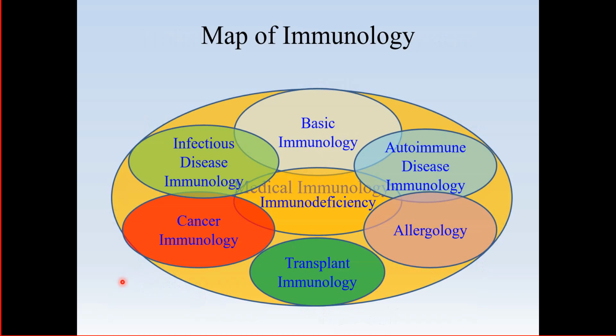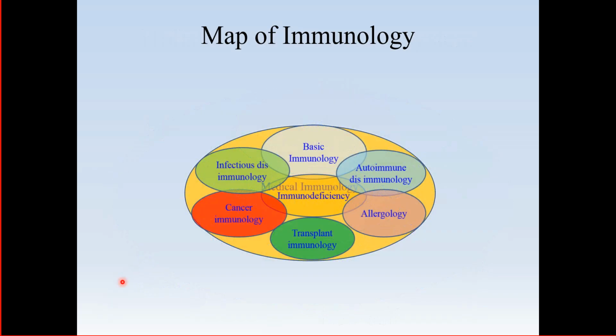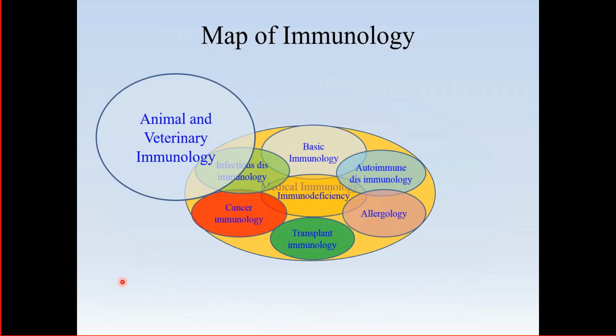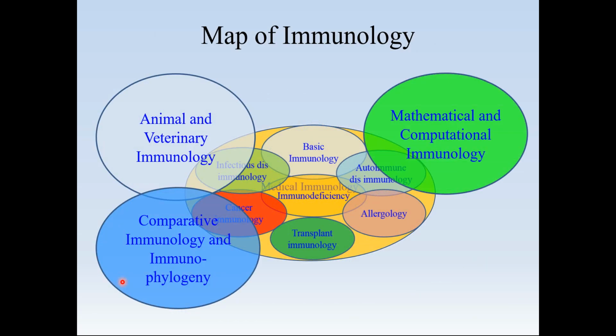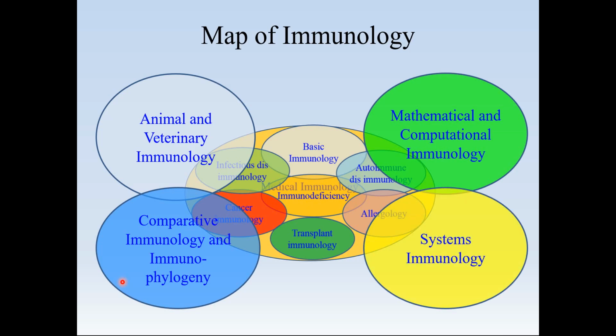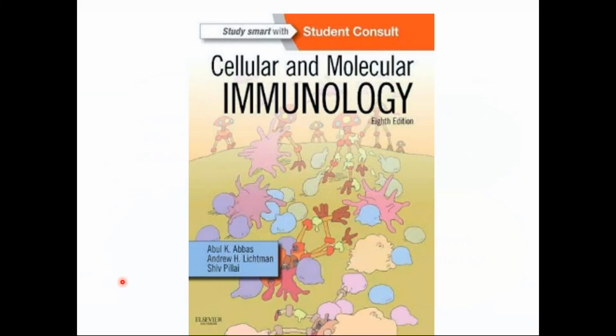Is this the entirety of immunology? No. This is medical immunology. We have veterinary immunology. We have comparative immunology. We have computational immunology. We have systems immunology. So these are all different branches of immunology.